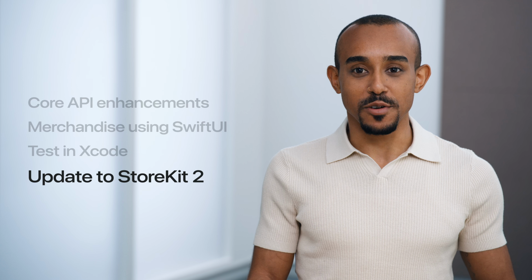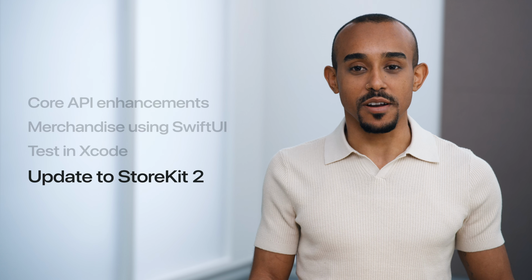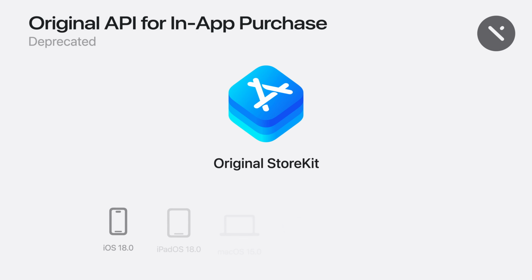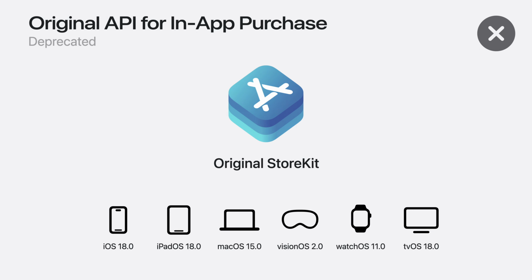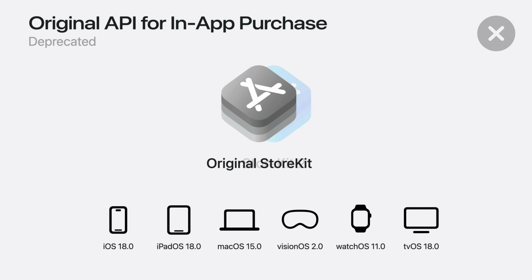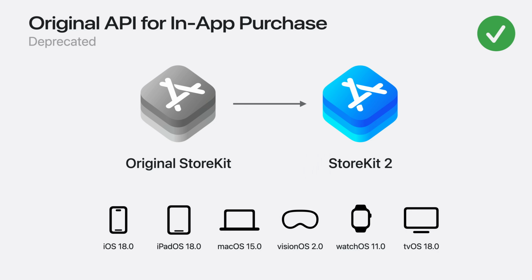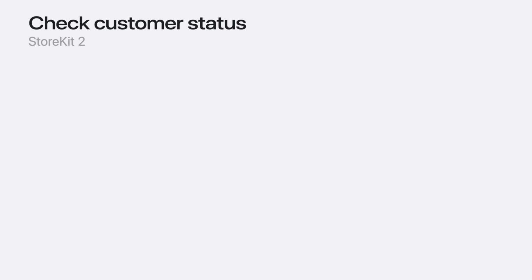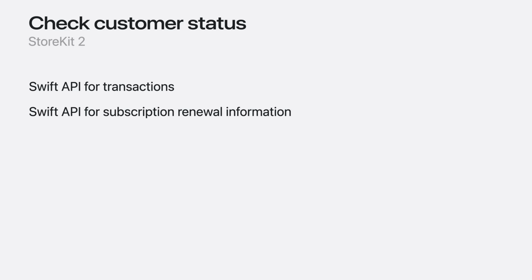If your app still uses the original API for in-app purchases, I have an important update to share with you. Beginning with iOS 18 and aligned OS releases, the original API for in-app purchase is deprecated, including the unified receipt. Your existing apps will continue to work, but the legacy API won't receive any enhancements or new features in future operating system releases. To provide the best in-app purchase experience, we strongly recommend updating your existing app to use StoreKit 2. StoreKit 2 offers many improvements over the original StoreKit API, such as your customer transaction history and subscription renewal info is always available to your app.